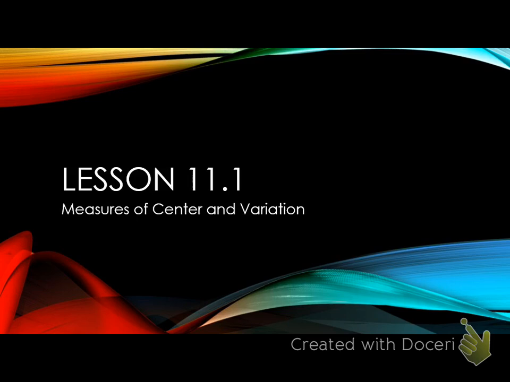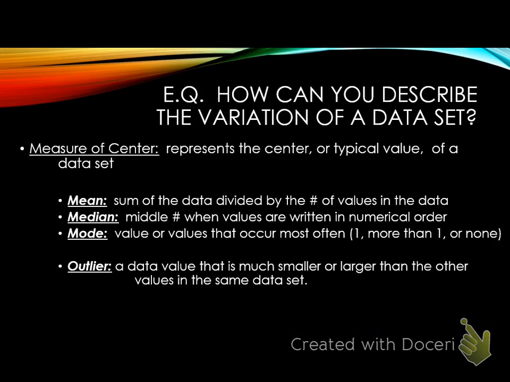But today we're looking at measures of centers and measures of variations. And if you look at your essential question, it says, how can you describe the variation of a data set? Now you're going to notice in your notes you've got some fill in the blank spots. So make sure you're filling in these blanks as we go. Okay? Measures of center represent the center or the typical value of a data set. Okay? So we collected this data, we have all these numbers, and we want to know the measures of center. We've got mean, we've got median, mode, and then we have something called an outlier. All right? So let's talk about each of these.